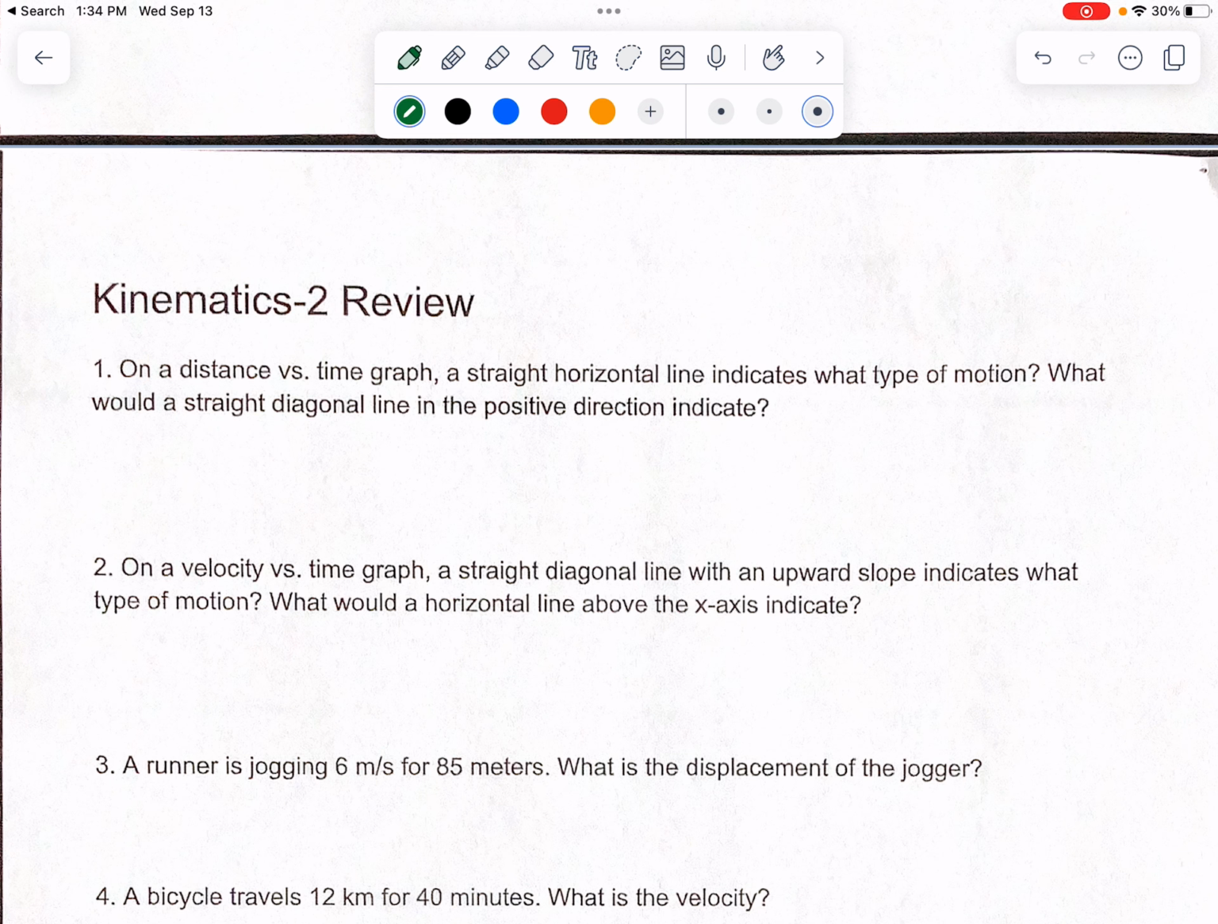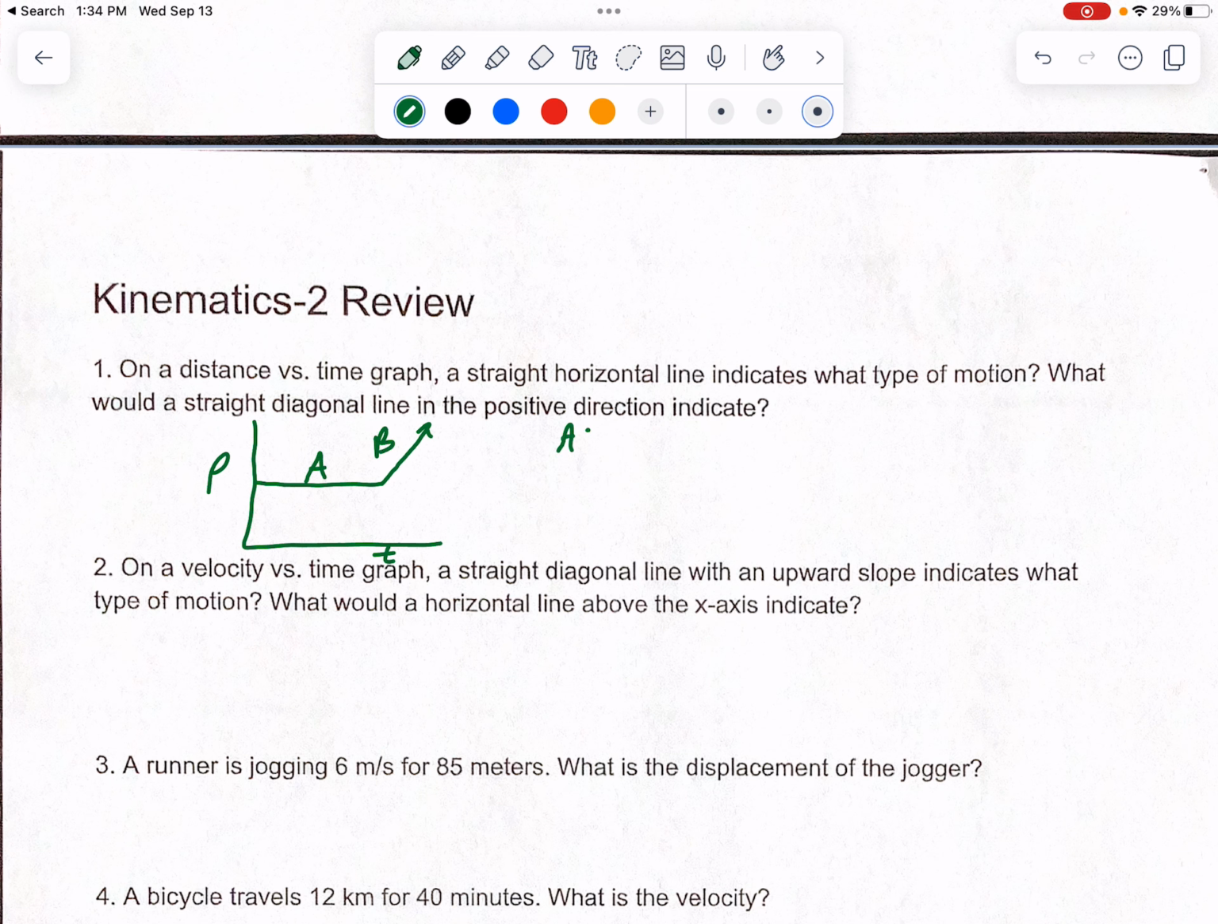Okay, so on this kinematics review, on a distance versus time graph, a straight horizontal line indicates what type of motion? Okay, so we have a position versus time graph. That's going back to unit 1. So if I had a horizontal line, something like this, and then what would a straight diagonal line look like in the positive direction? So that means we're going to go up here. We're going to label this A and label this B.